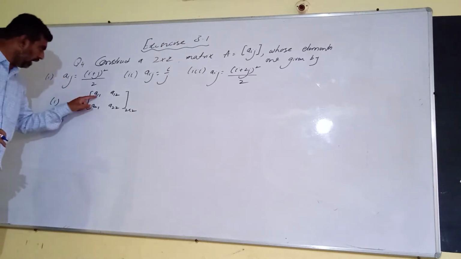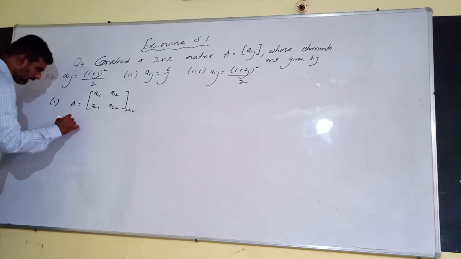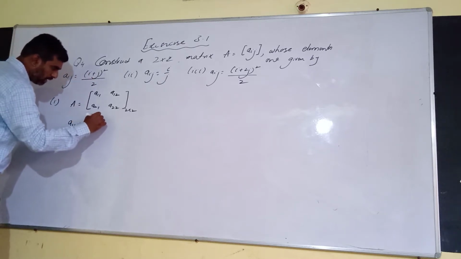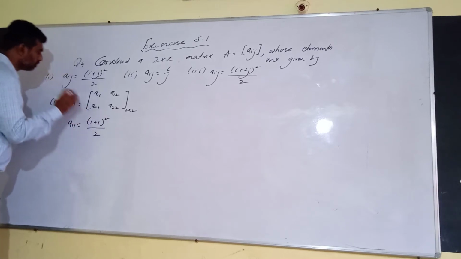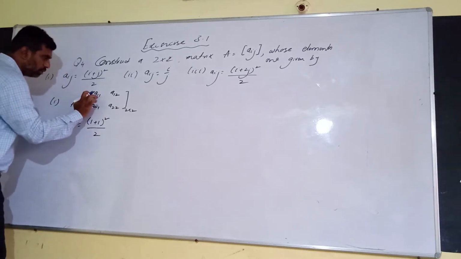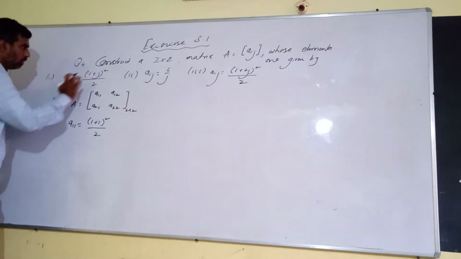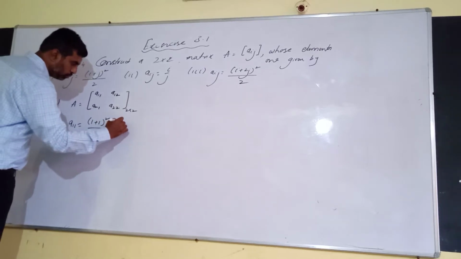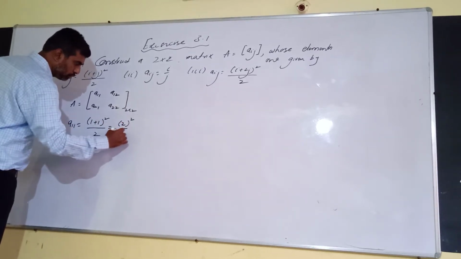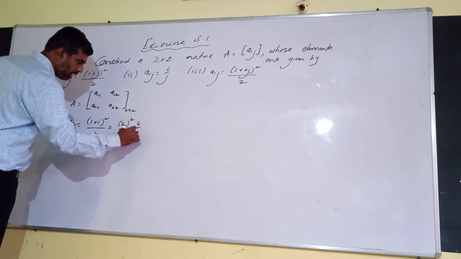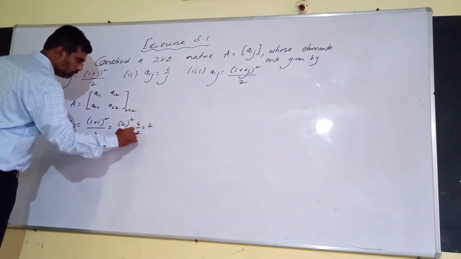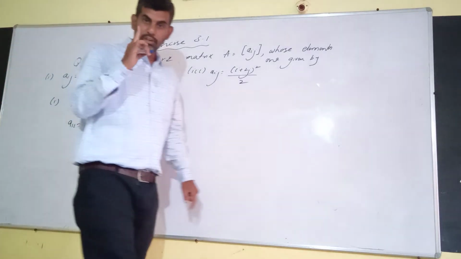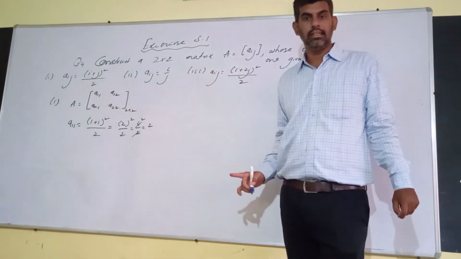Now first a11, we need a11. I'll put here 1 plus 1 whole square divided by 2. For a11, the i value is 1, the j value is also 1. So (1 + 1)². Now what is the result here? 1 plus 1 is 2, whole square divided by 2, or you can say 4 divided by 2. 2 ones are 2, 2 twos are 4. We got the first element, students.